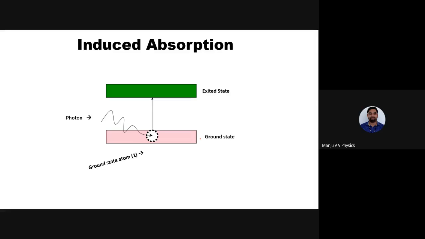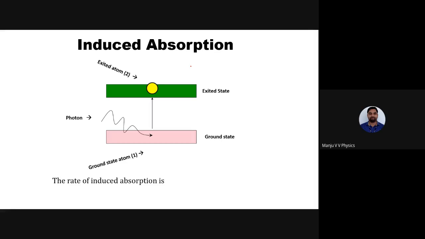Remember this. Now, you are given a sufficient amount of energy. This atom absorbs the incident photon and gets elevated. This is called induced absorption. Again, this will not give you laser, but this process is important.